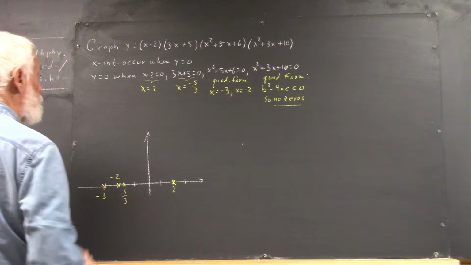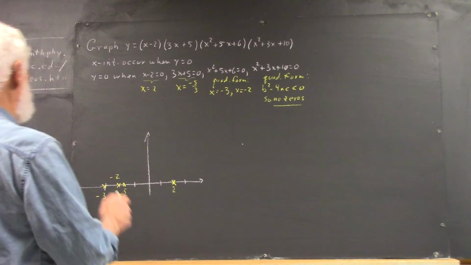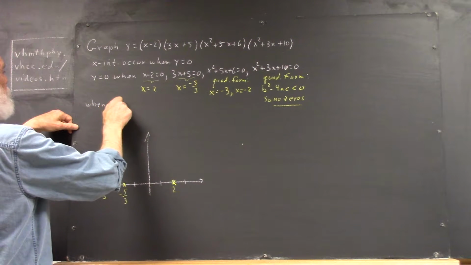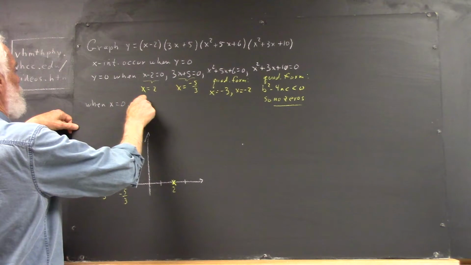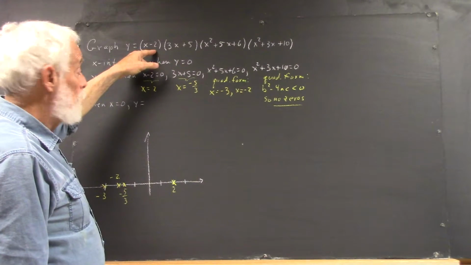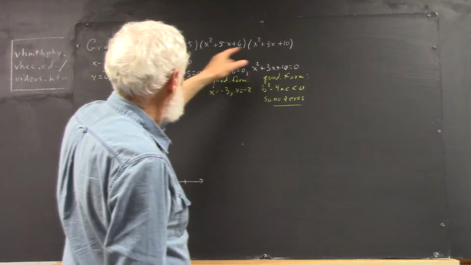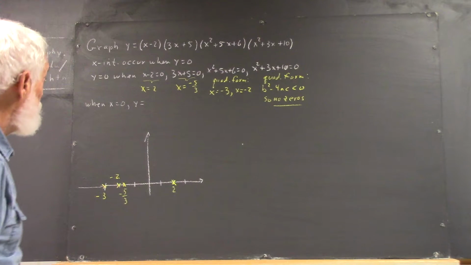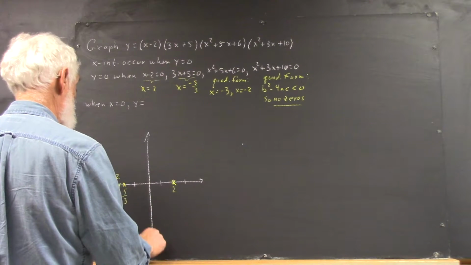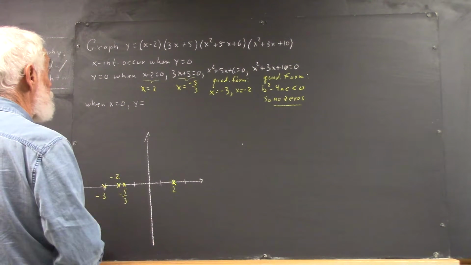Now what else can we tell about this function? Well, we can tell the y-intercept. When x equals 0, y equals what? Well, if x is 0, we get negative 2 for this factor, 5 for this factor, 6 for this factor, and 10 for this factor. Well, let's see, that's 60, 300, that's going to be negative 600. Now, if we're doing this graph with equal scales, we're in trouble. I'm going to compress the scale and say that, okay, when x is 0, y is negative 600.